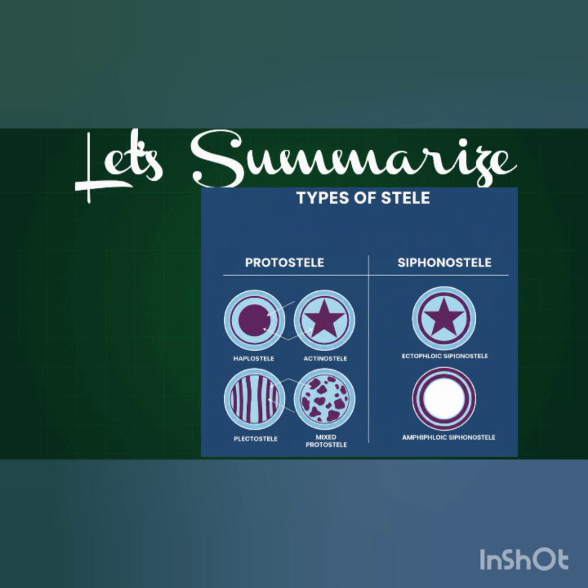Okay, in the haplostele, the xylem is present in the center and it is surrounded by a band of phloem. In actinosteles, xylem is star shaped and the phloem is present in small patches between the radiating arms of the xylem. In the plectostele, the xylem is present in the form of a plate and surrounded by the phloem, and in the mixed protostele, the xylem is broken into small groups of tracheids which remain embedded in the phloem.